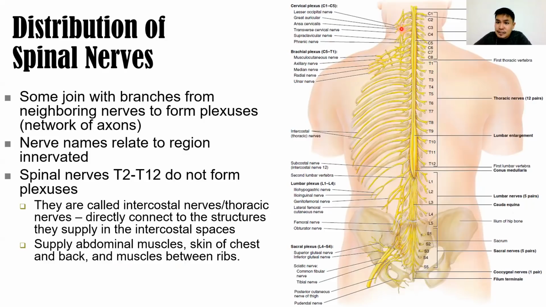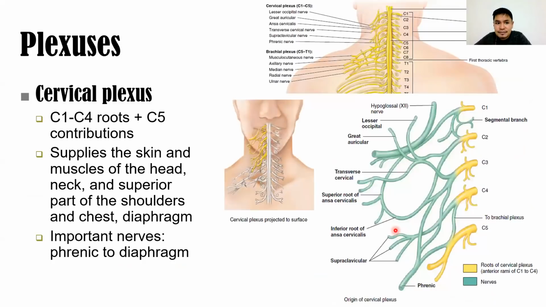And we will discuss one by one the different plexuses, the different networks of the axons and nerves. Let's start with the cervical plexus. Ayun. C1 to C4 plus an additional contribution of your C5. Okay, C1 to C4 additional contribution from your C5.